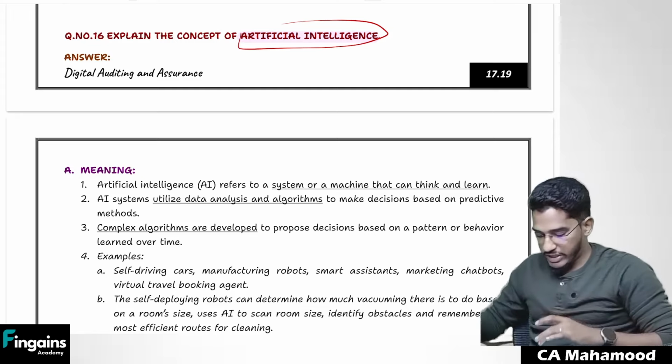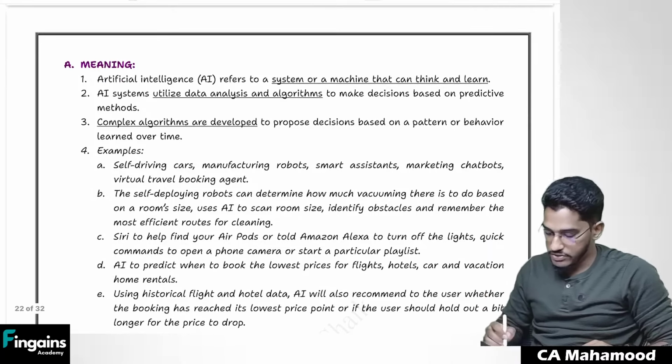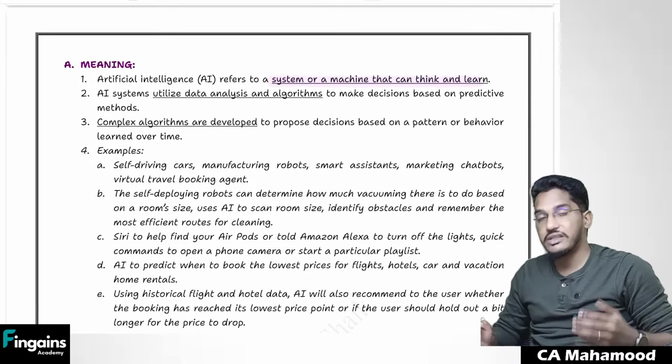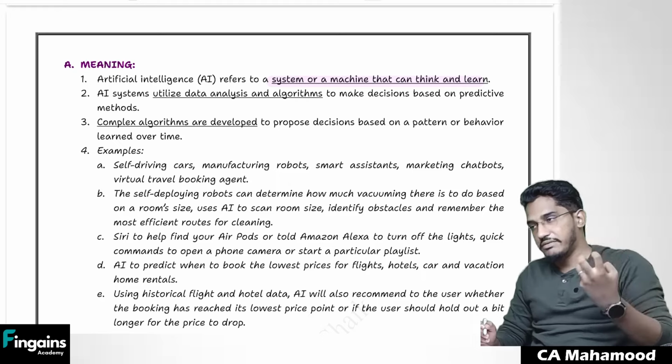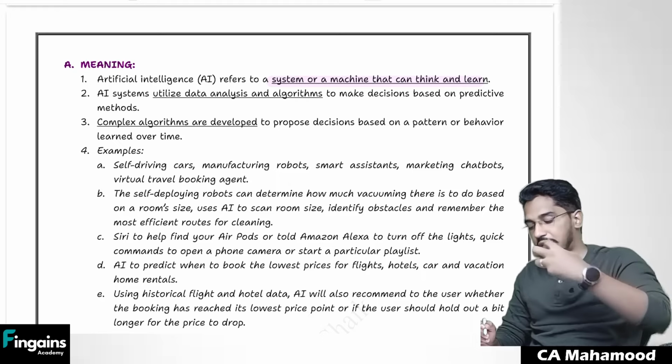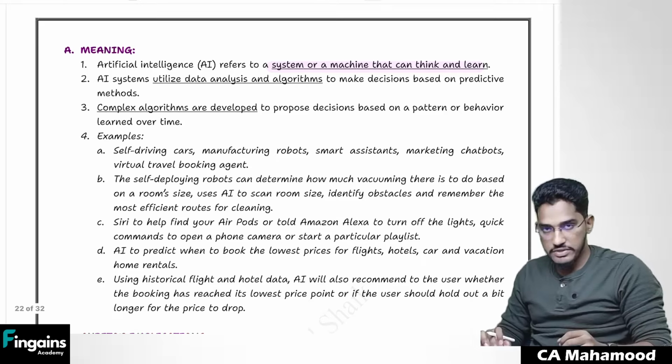So that's what they simply try to explain here. Artificial intelligence refers to a system or a machine that can think and learn. Basically, we humans have the capability to think and learn. If you add that power to think and learn into a machine, that we call artificial intelligence.